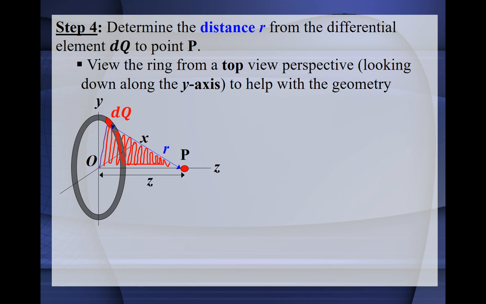So if you look at the actual diagram here, we want to try to identify what the right angle is. And the right angle is actually this angle down here. It's just hard to identify because the picture is drawn in 3 dimensions. Now, in terms of what this side of the triangle is, the distance from the center of the ring to the differential element is just the distance from the center of the ring to the outside.